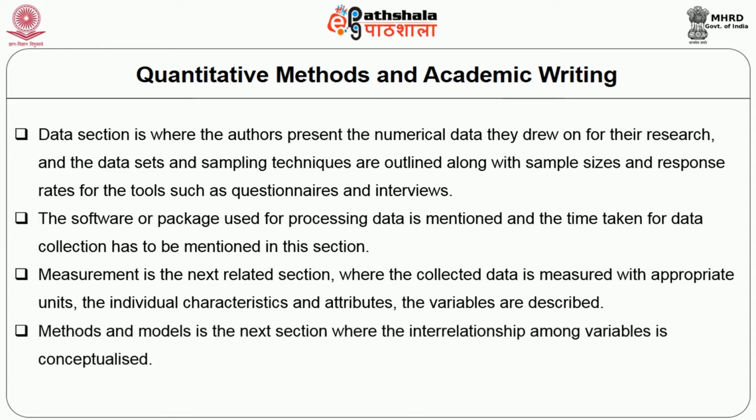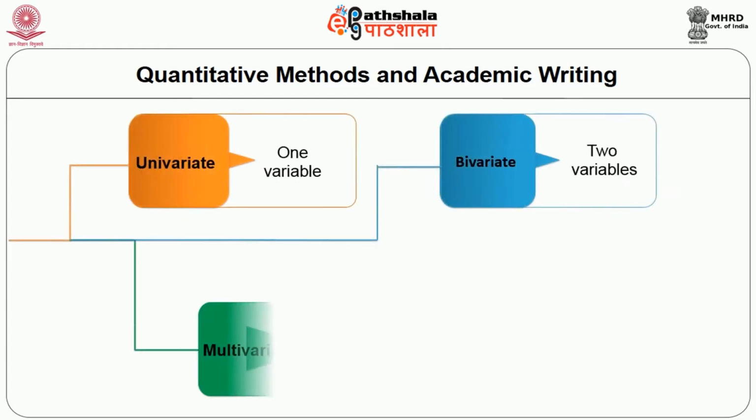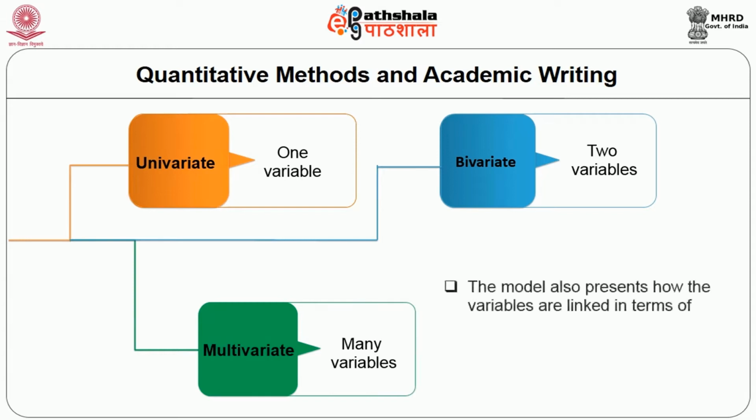Methods and models is the next section where the interrelationship among variables is conceptualized. This can be done at various levels like univariate with one variable, bivariate with two variables, and multivariate with many variables using statistical analysis. The model also presents how the variables are linked in terms of direction, proportion, and correlation.